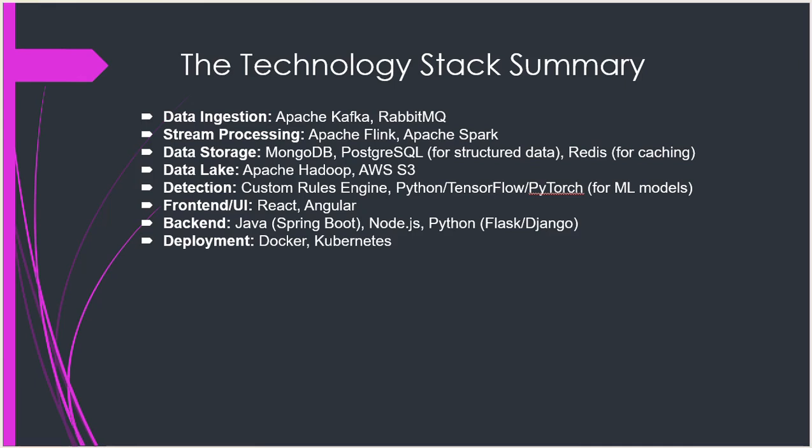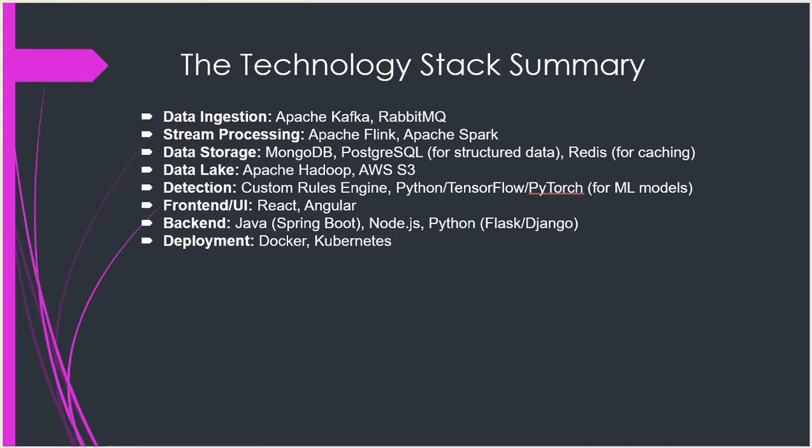Then the front end and UI, things like React and Angular, where the operations team or the compliance team will see the case on the screen, and how the UI/UX should look. Then for the backend, we have Java Spring Boot, Node.js, Python, Flask, and Django. And then the deployment. All this code we need to deploy, so Docker and Kubernetes have roles in the deployment. So this is the technology stack summary.